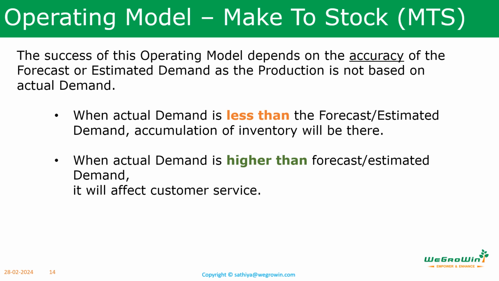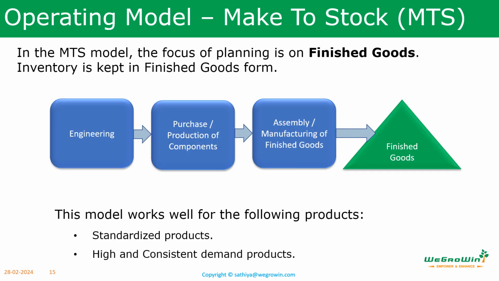And the success of this operating model depends on the accuracy of the forecast. If the accuracy of the forecast is good, then things will go smoothly. If the actual demand is less than the forecast, then accumulation of inventory will occur. If actual demand is more than the estimated demand, it will affect customer service. In the MTS model, the planning is happening for the finished goods, where inventory is kept in finished goods form. So the lead time will be less. This model works well for standardized products and high, consistent demand products.